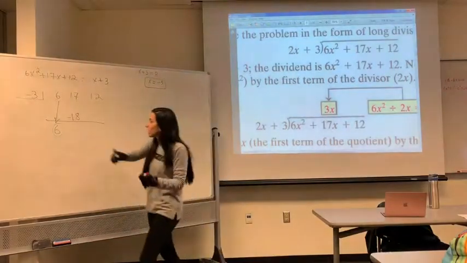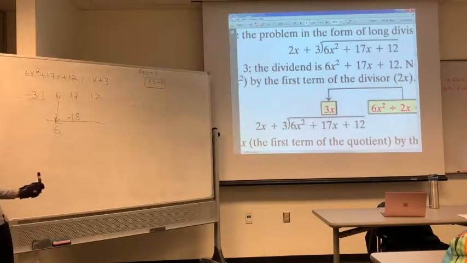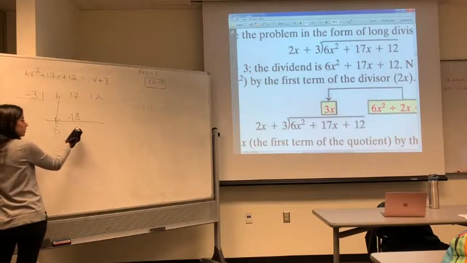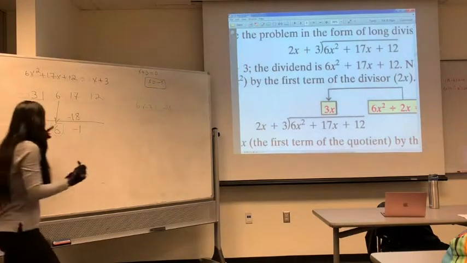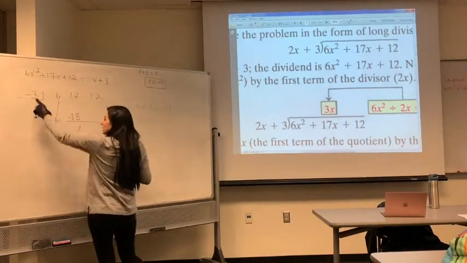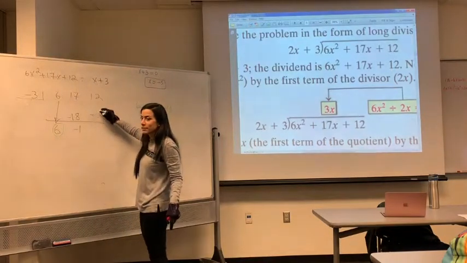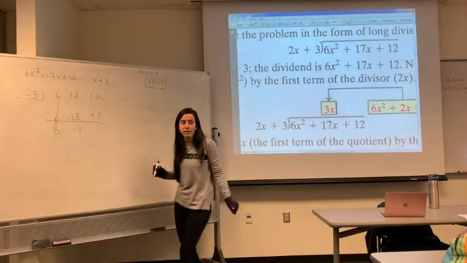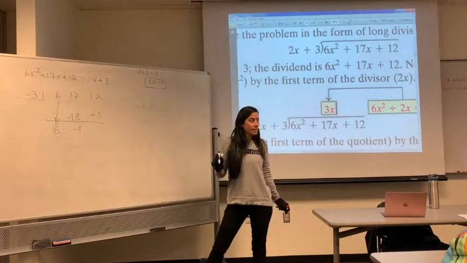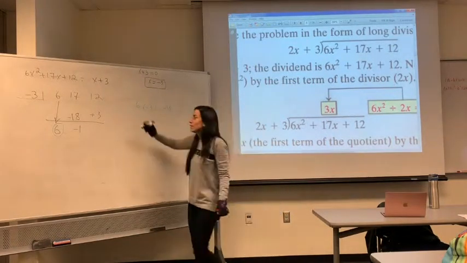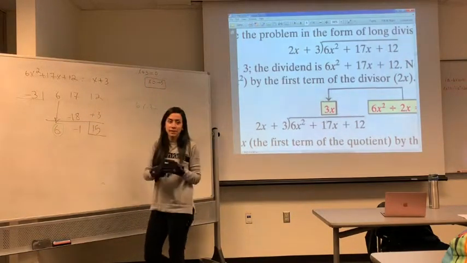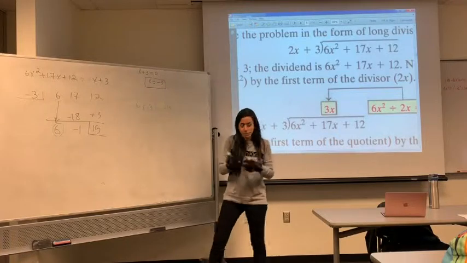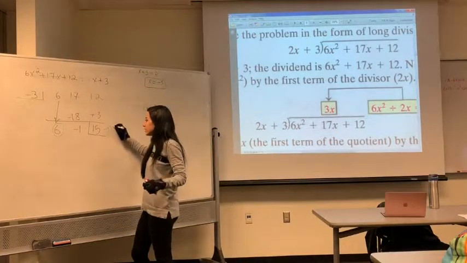Now, add these two numbers together. So you have negative 1 here, right? Correct? Now, again, multiply negative 1 now to negative 3. You get positive 3, right? Now, add these two together. You will get 15. Correct? So this number here is the remainder.